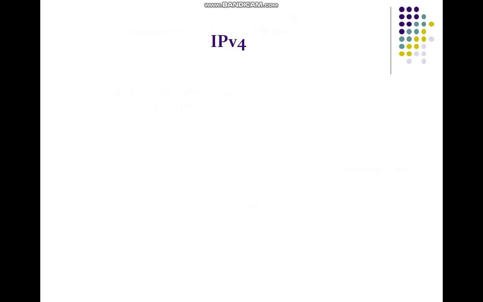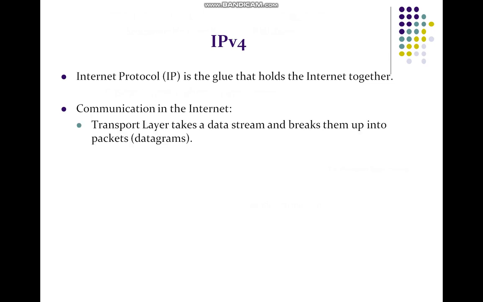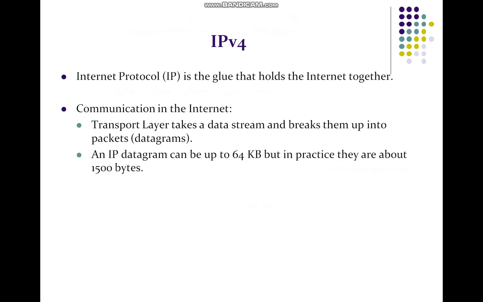Today we are going to see about the IP version 4 protocol. Internet protocol is the glue that holds the internet together, communicating in the internet. The transport layer takes the data stream and breaks it up into packets called datagrams. An IP datagram can be up to 64 KB, but in practice they are about 1500 bytes.